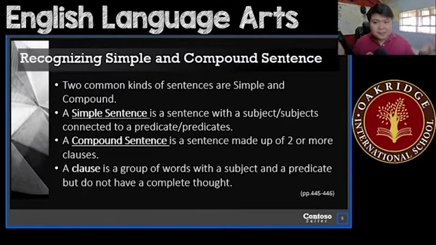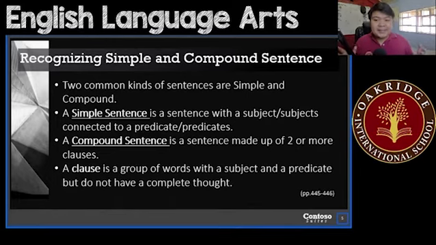Okay, so first things first, you guys have to know that there are two common kinds of sentences. Actually, there are many more, but just for now, let's focus on the first two common kinds. We have the simple and the compound.